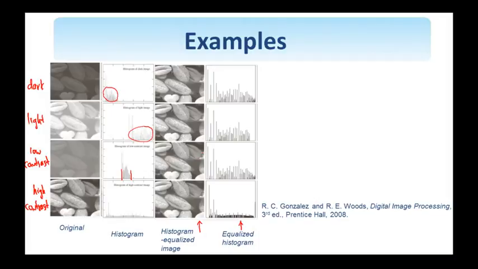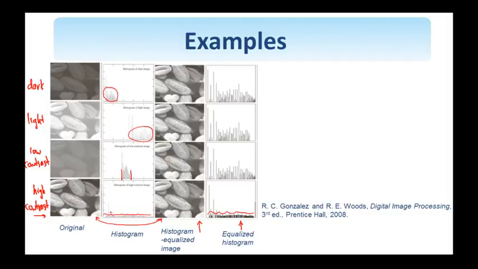We see that for the last image, the one we characterized as high contrast, the histogram was almost flat, and therefore very little change occurred to the histogram and very little change occurred to the intensities themselves. These two images look very, very similar.